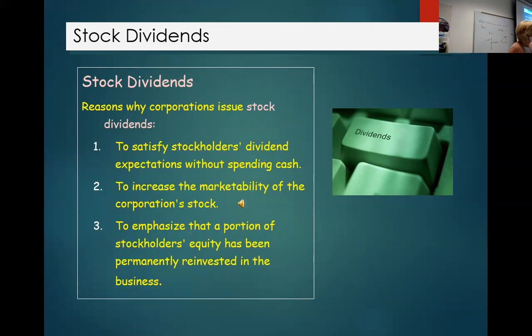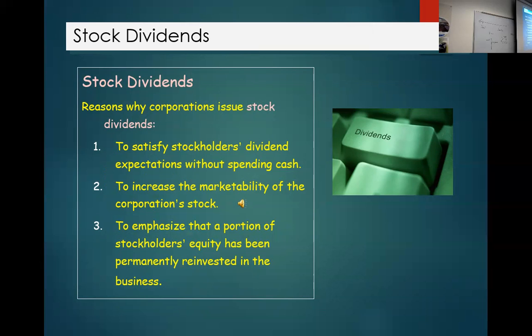To satisfy stockholders' dividend expectations without spending any money. So this is where I get into the... we used to joke that if you worked for a startup company, they'd give you stock certificates, and the value of them was you could paper your walls with them, but they really have no value unless the company starts appreciating.